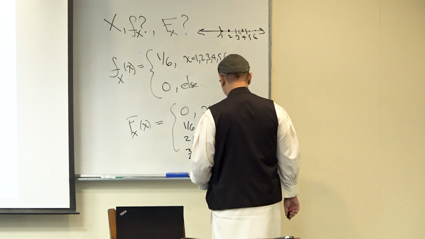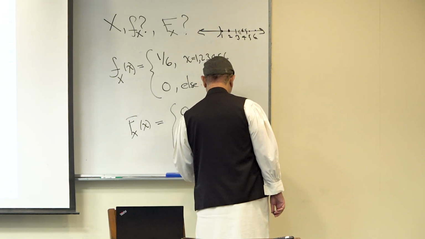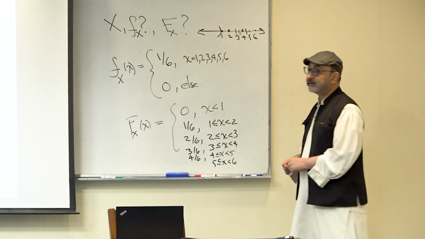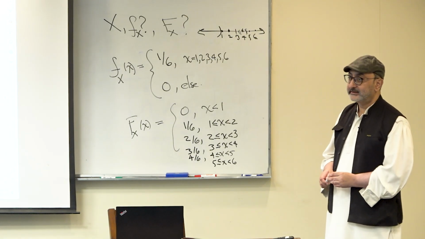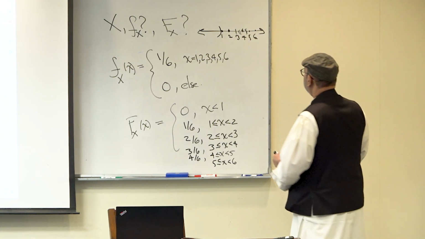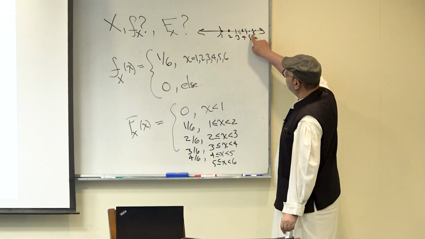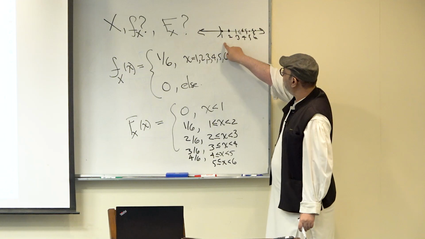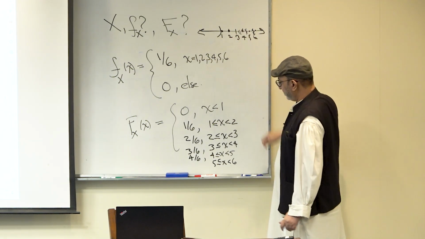Okay, so now what about on the interval where x lies between 5 and 6, including 5 but not including 6? What's the probability? 5 out of 6, right? If you're over here, then the probability that x takes a value less than or equal to that is the probability of rolling a 1 or 2 or 3 or 4 or 5, which is 5 out of 6.